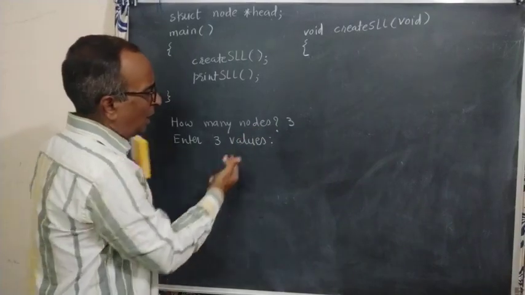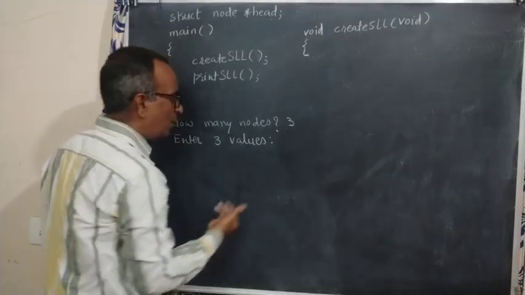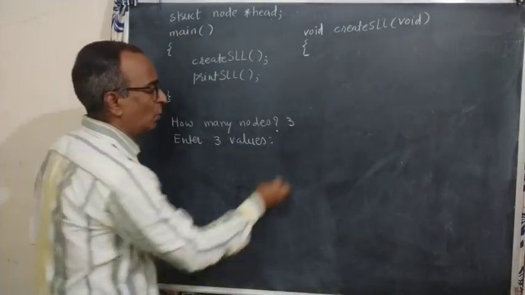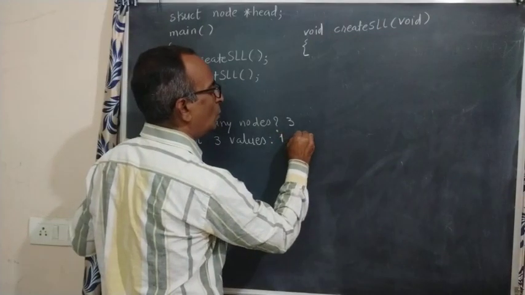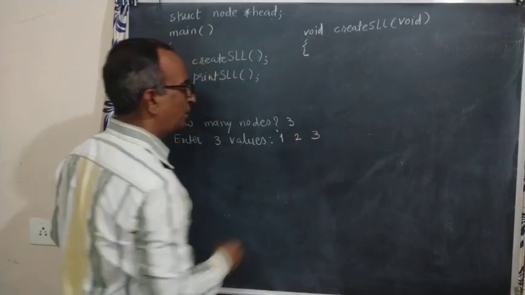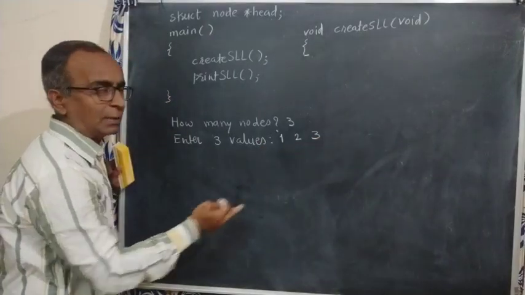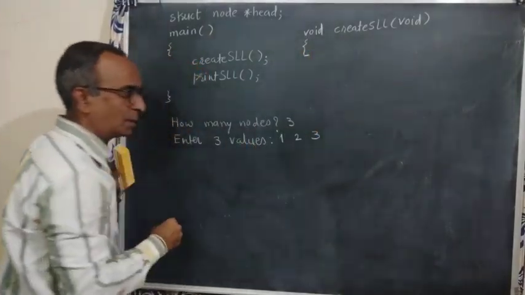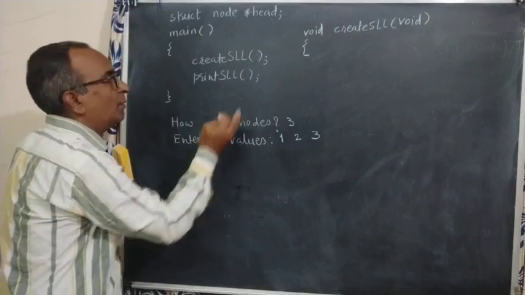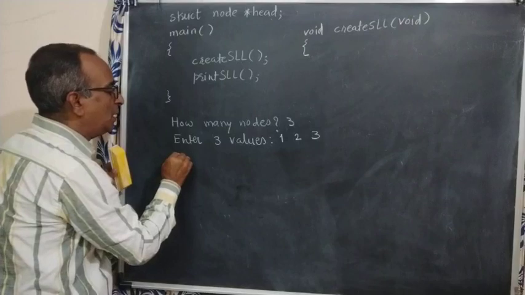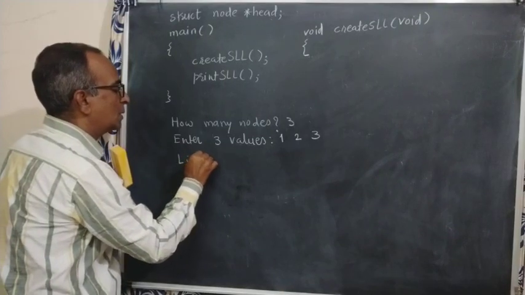Or I can accept this 1, 2, 3, or enter a value 3 times. Suppose I want to give 3 values here. Whatever 3 values you have given, it should create a linked list. After creation of the linked list, print SLL should print the contents of this list.